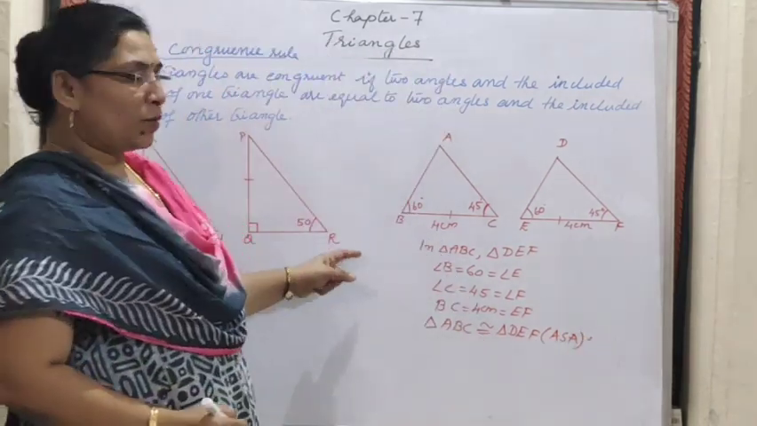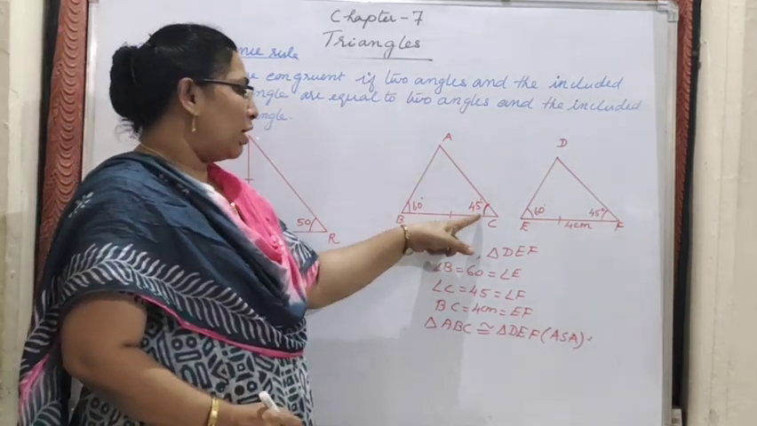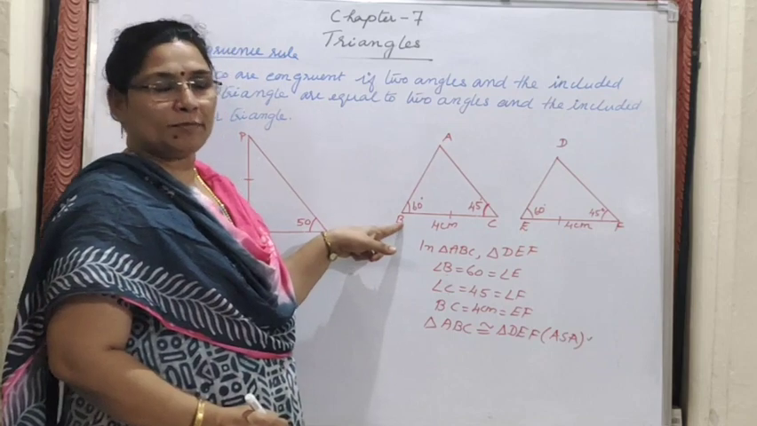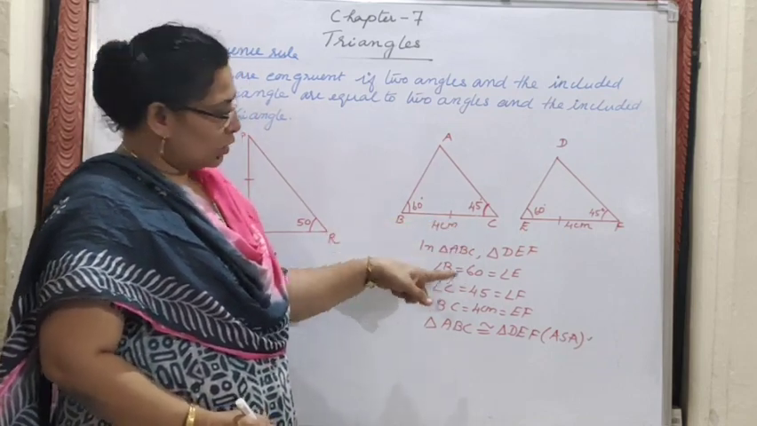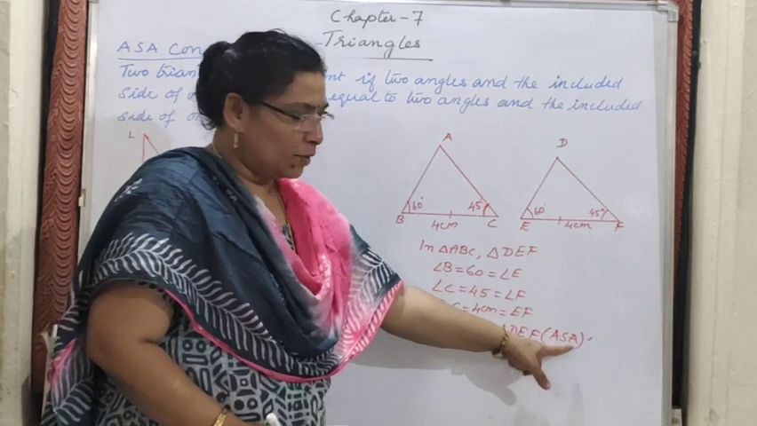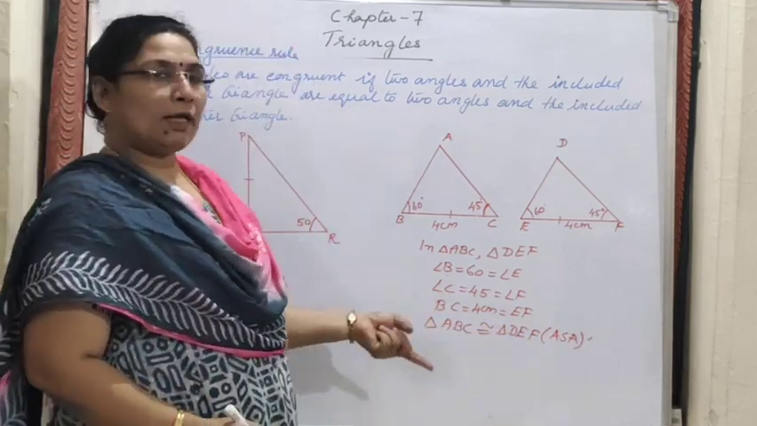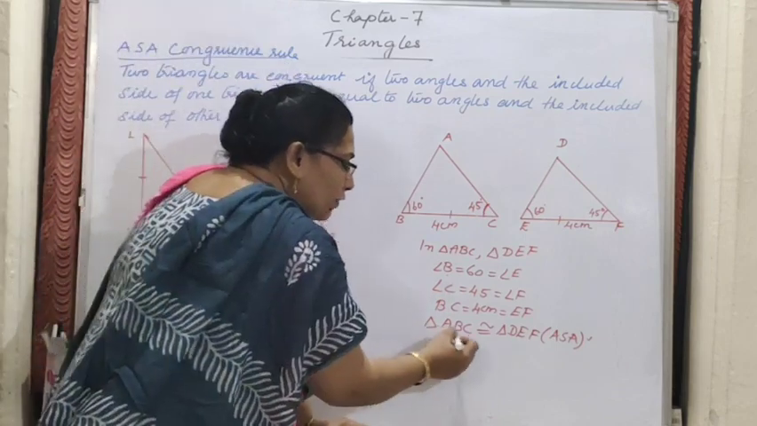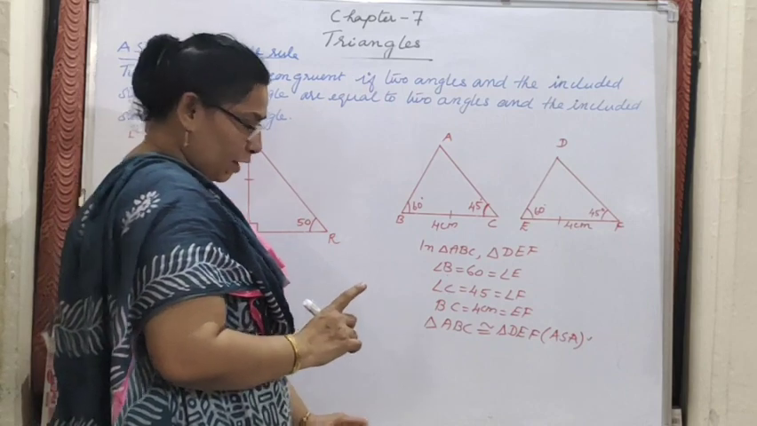Because see these two angles, angle 60 and angle 45. Angle 60 and angle 45 are on which side? BC. So BC is the included side. So we should write the side is included here. In between A we should write A. In between A we should write S. Now if that is the situation, means criteria congruency we have proved.